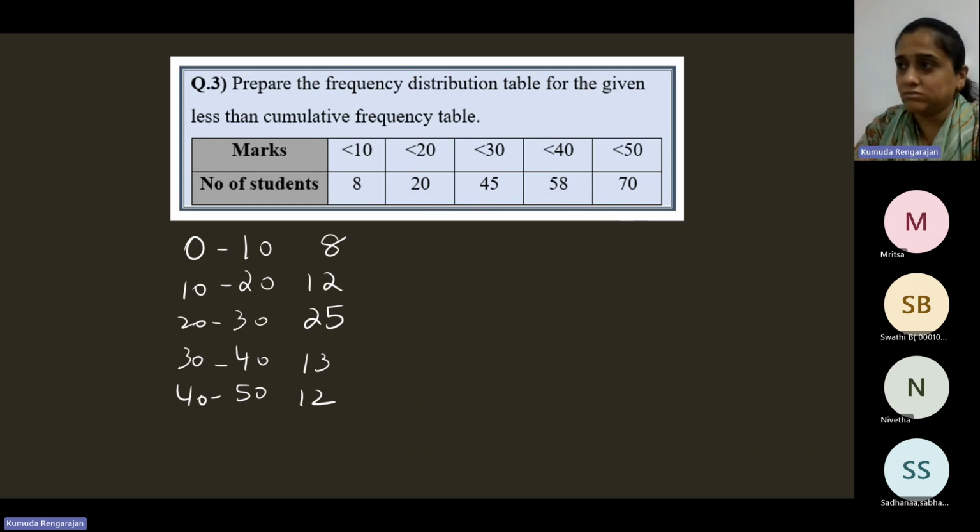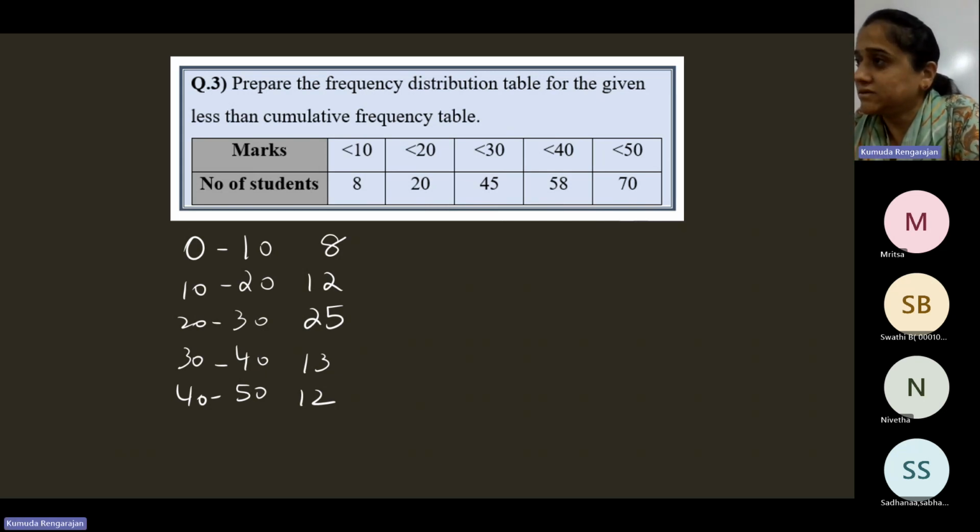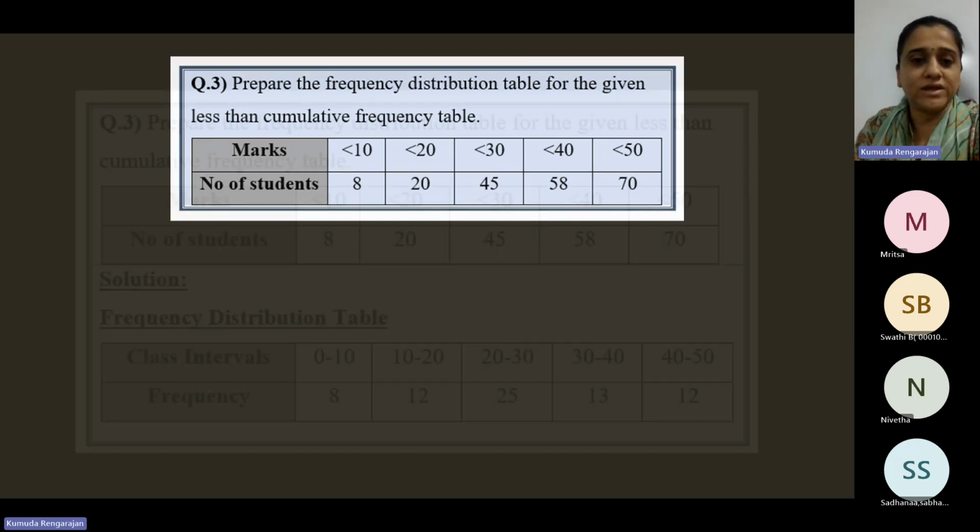It will come out correct, nothing will be left over. It will not be like there's something else and there's no place to write. No, it will be correct. See, 70 minus 58, last class interval, 12. Correct? That's all. This one is the required frequency distribution table. Finished. Understood this? We'll understand the next one and then you can write down.